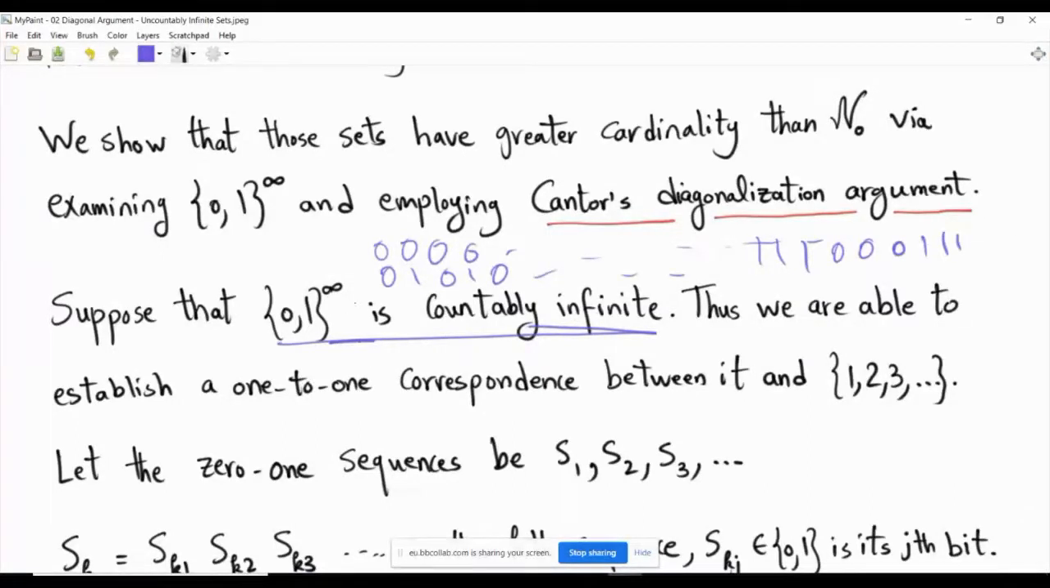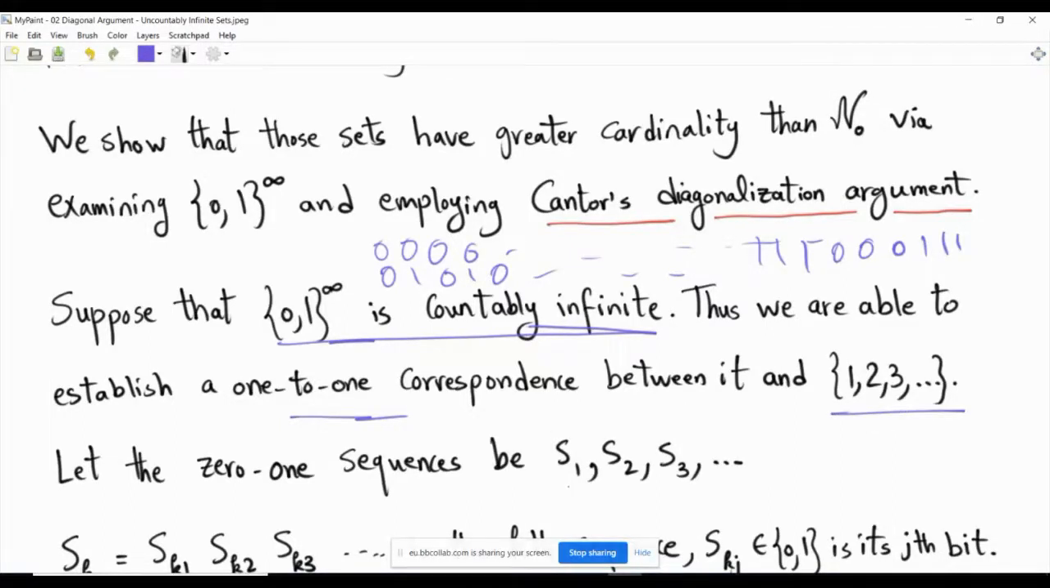Those are those sequences. We will assume that the set of binary sequences composed of 0 and 1 is countably infinite. It can be put into one-to-one correspondence with the natural numbers. What does this mean? It means that each one of those sequences can be numbered. The sequences can be put in a list, and this list can be numbered 1, 2, 3, 4: the first sequence, the second sequence, the third sequence, and so on. So we assume that the set of all infinite binary sequences can be put into one-to-one correspondence with the natural numbers.